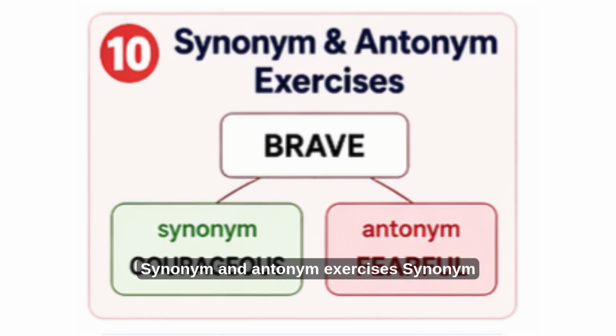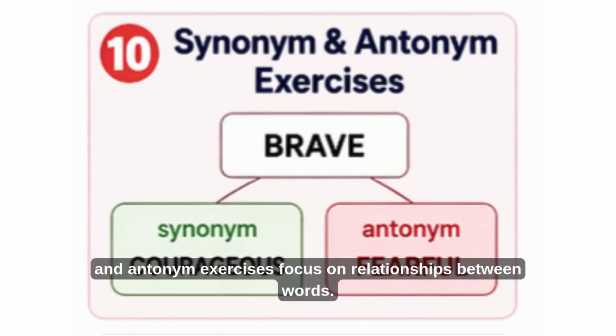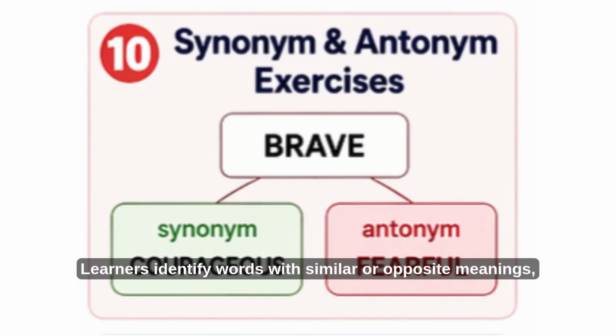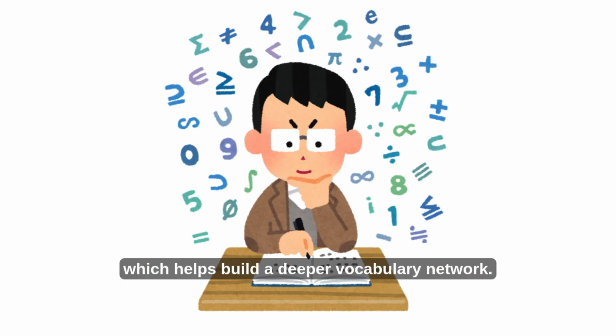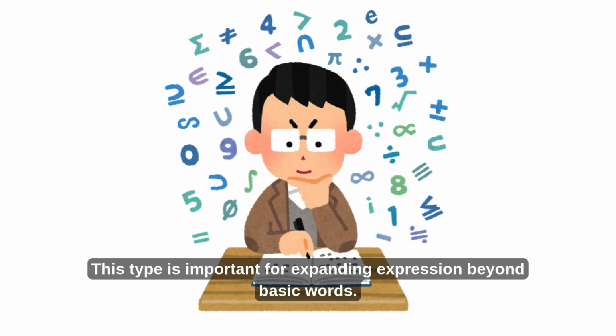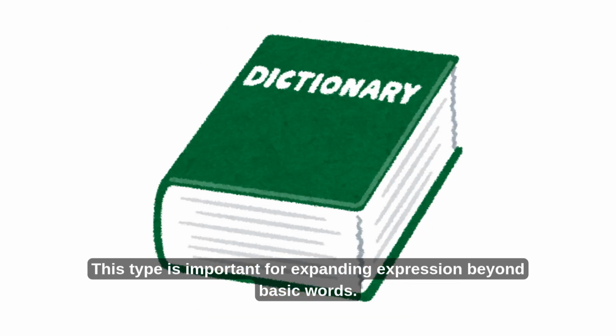Synonym and antonym exercises. Synonym and antonym exercises focus on relationships between words. Learners identify words with similar or opposite meanings, which helps build a deeper vocabulary network. This type is important for expanding expression beyond basic words.